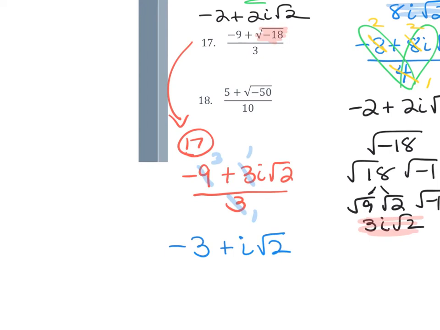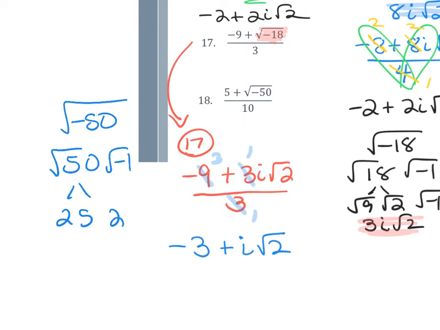So again, I'm going to break down the -50 first. Positive 50 and negative 1. 50 breaks into 25 times 2. Again, if you're going to do 5 times 10, you're going to have to keep going. Square root of 25 is 5. Square root of negative 1 is i. Root 2 is left behind.